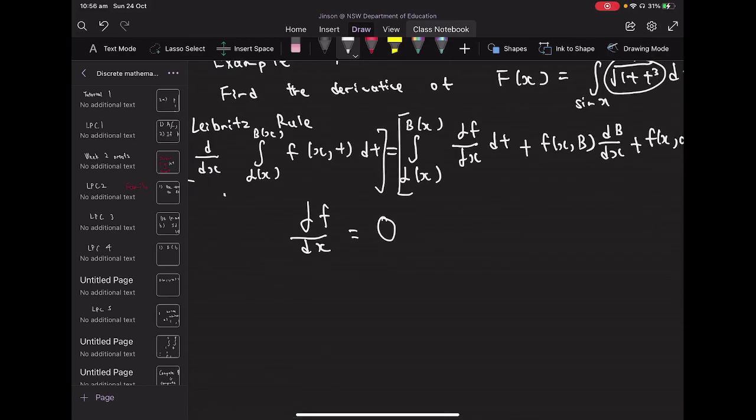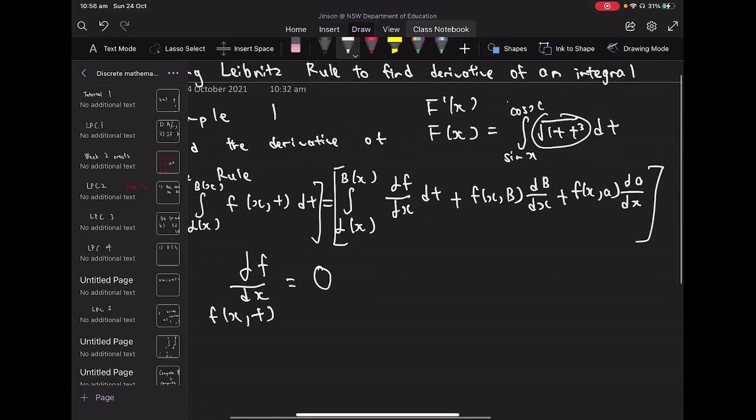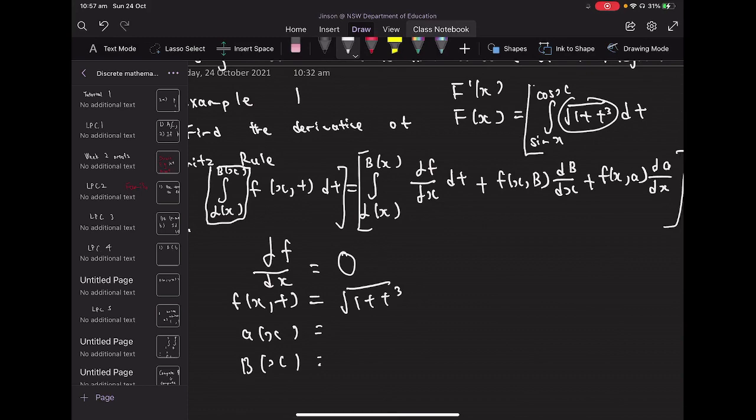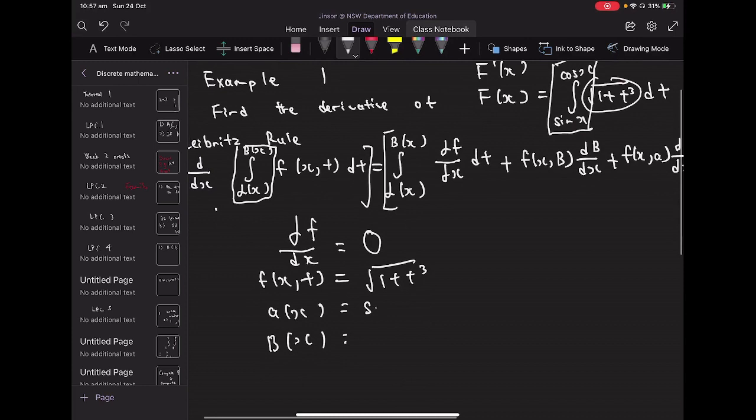And f of x, t, which is just the function itself, which is the square root of 1 plus t cubed. Alpha of x and beta of x are given from the function here. We can know that it is just sine of x and cos of x. So alpha x is just sine of x, and beta of x is just cos of x.